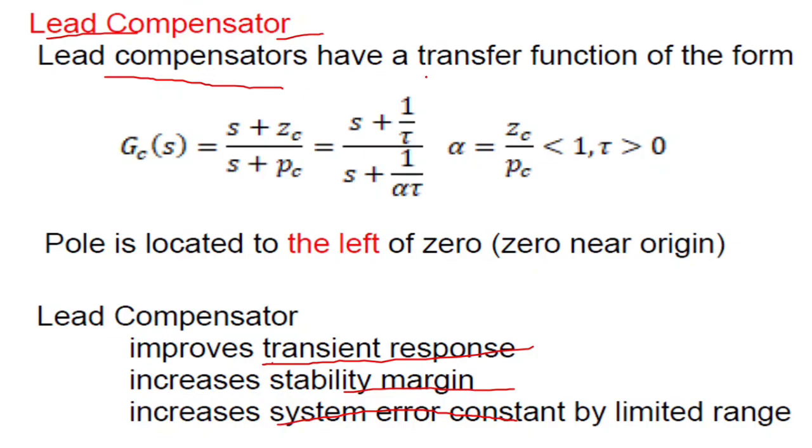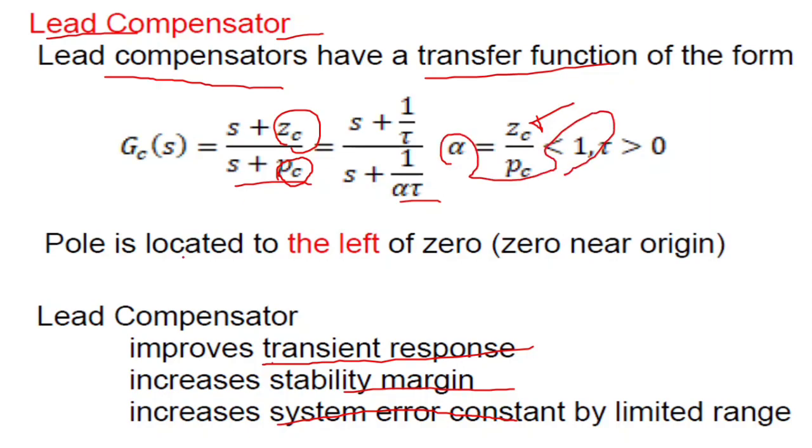Lead compensators have the transfer function of the form Gc(s) = (s + Zc) / (s + Pc). Here Zc is the zero of the control system, and Pc is the pole. The zero can be represented in some systems by capital T, the time constant; here we are using the constant tau. So Gc(s) = (s + 1/tau) / (s + 1/(alpha tau)). Always the alpha value is less than 1. Here the pole is located to the left of the zero, that is, the zero is near the origin. This is the main difference between lead compensators and lag compensators.